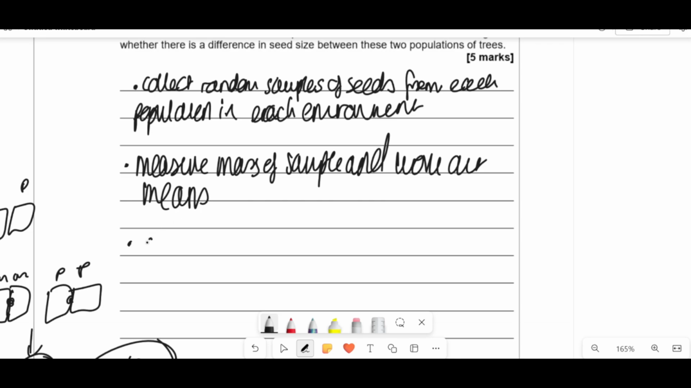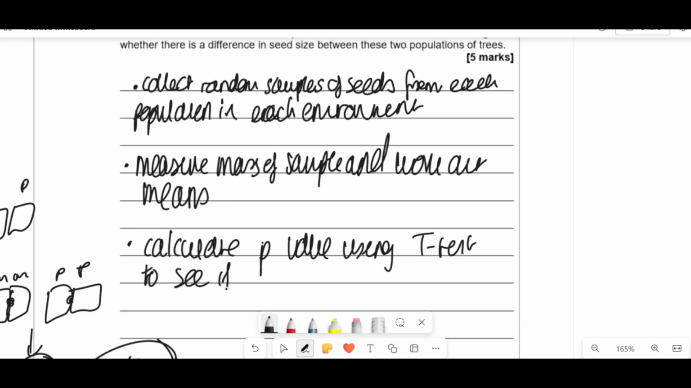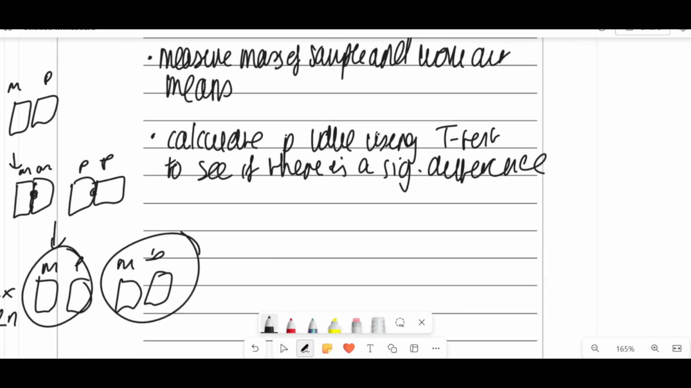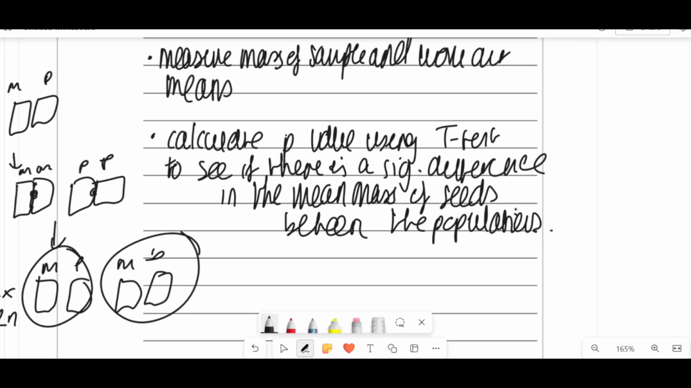So what you're going to do is calculate a p-value using the t-test to see if there's a significant difference. The p-value is testing whether there's a difference in the mean mass between the two. You can't just say in the results or whatever, you need to say what it is: the mean mass of seeds between the populations. And there you go, that's it.